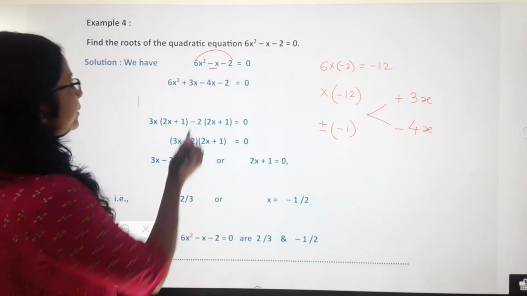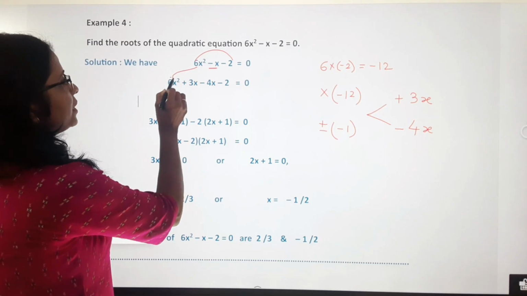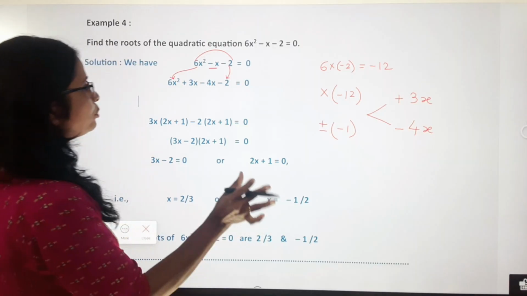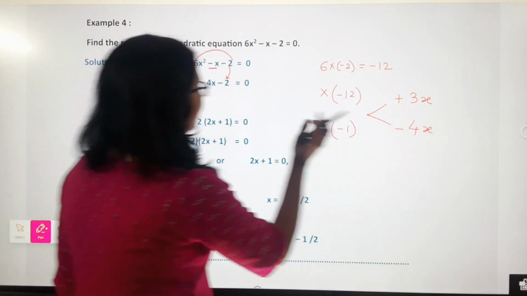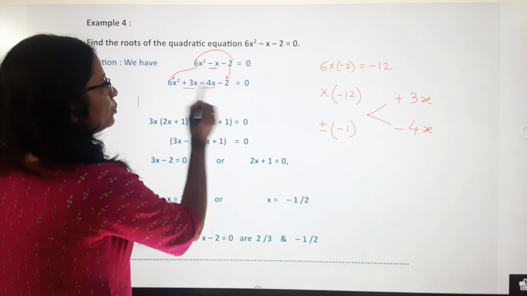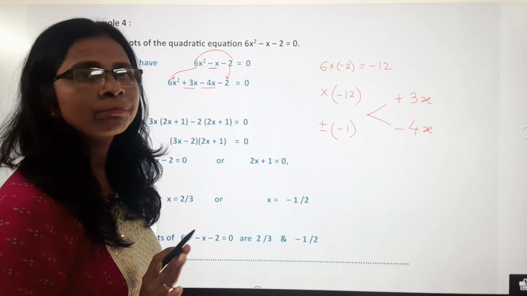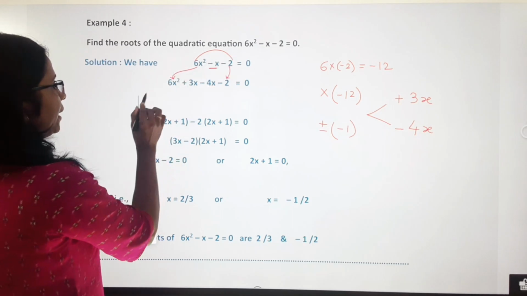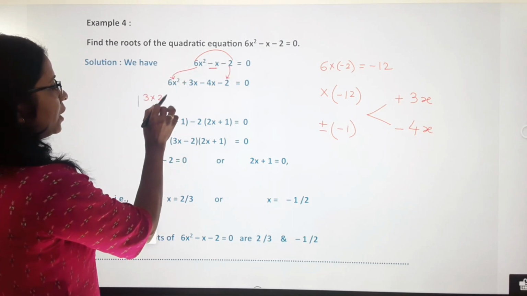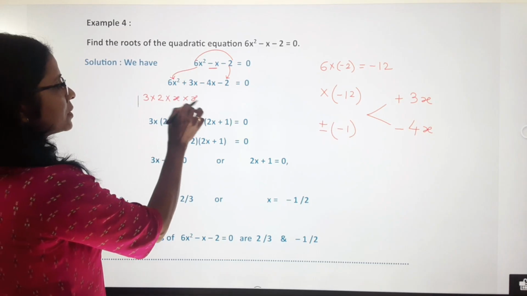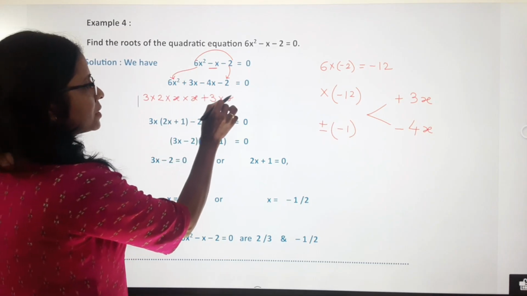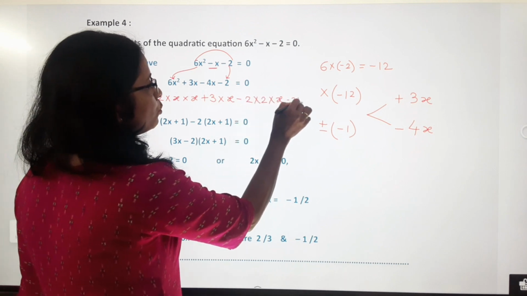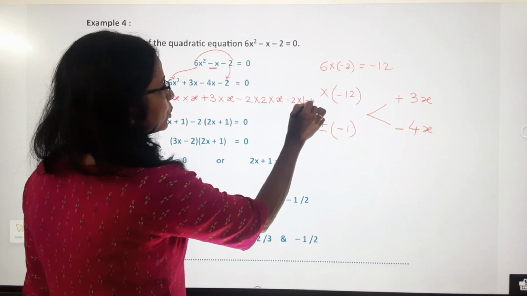Now here we write the first term as it is, and minus 2, the third term, as it is. We only have to write these two terms, positive 3x and negative 4x, in between them. Now factorize this: 6x square plus 3x minus 4x minus 2 is equal to 0.